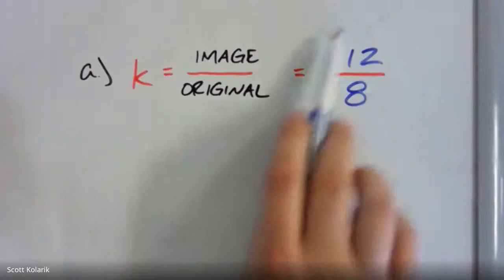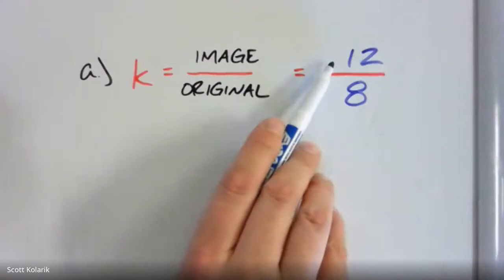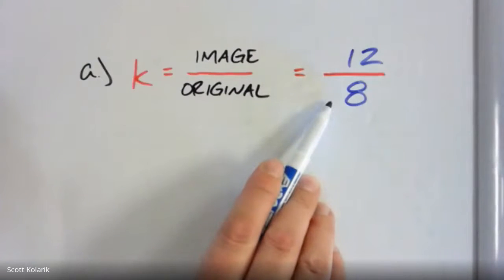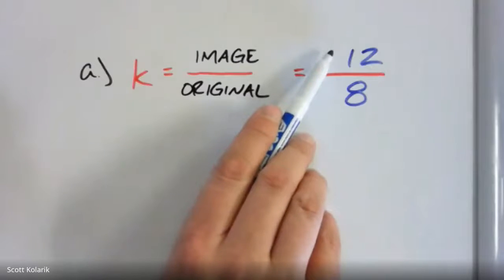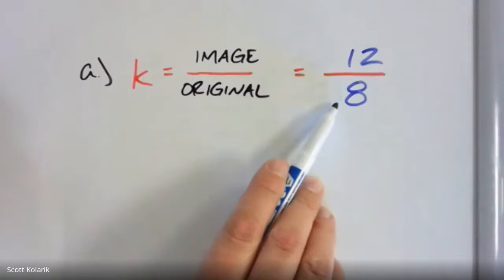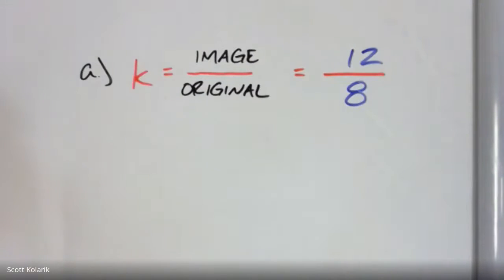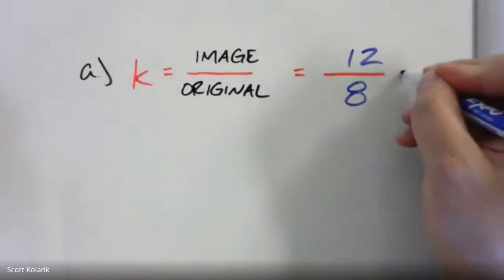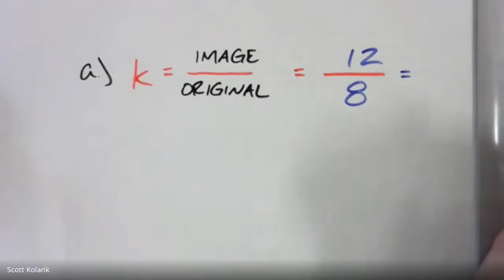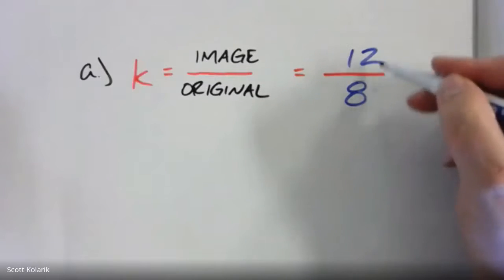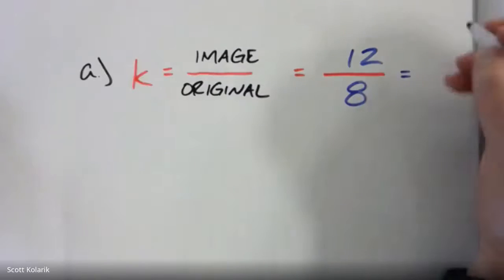So this represents my scale factor: distance to the image over distance to the original, P prime versus P. Now this is a fraction that can be reduced, and that's really the mathematical aspect that we need to be prepared to do for this section. So 4 goes into both top and bottom, so I can reduce this fraction.